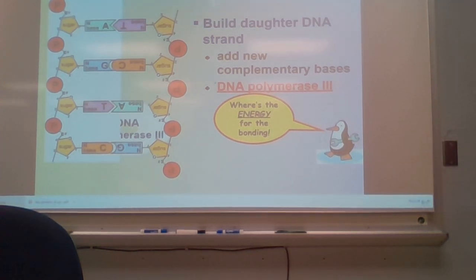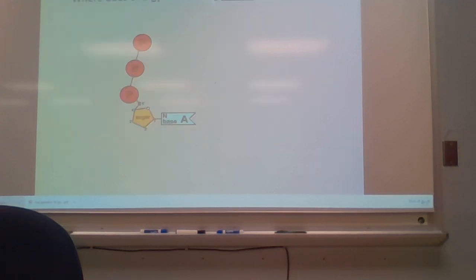So anytime we're doing a synthesis reaction, because that's what we're doing here, right? We're building, what does it require? Well, energy at least, right? Requires energy. And actually, we're going to talk about ATP first. Where does the energy for bonding usually come from? ATP, when we do what to it? Specifically break what apart? The phosphate group.